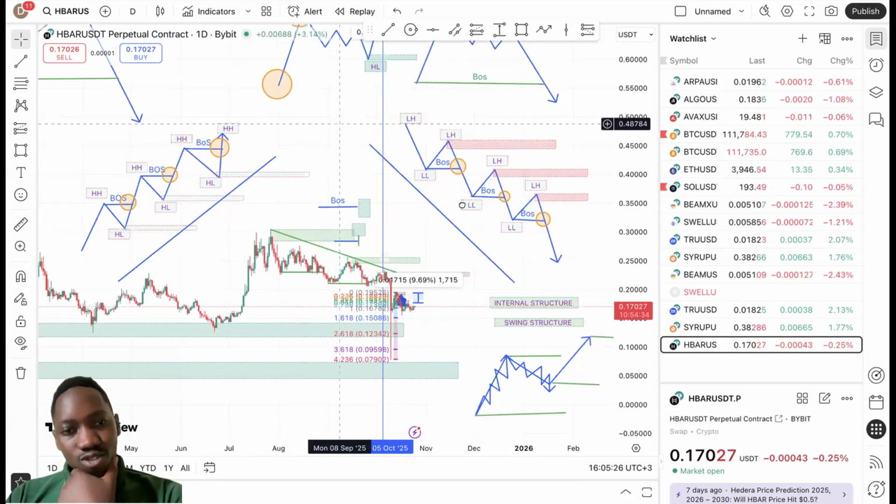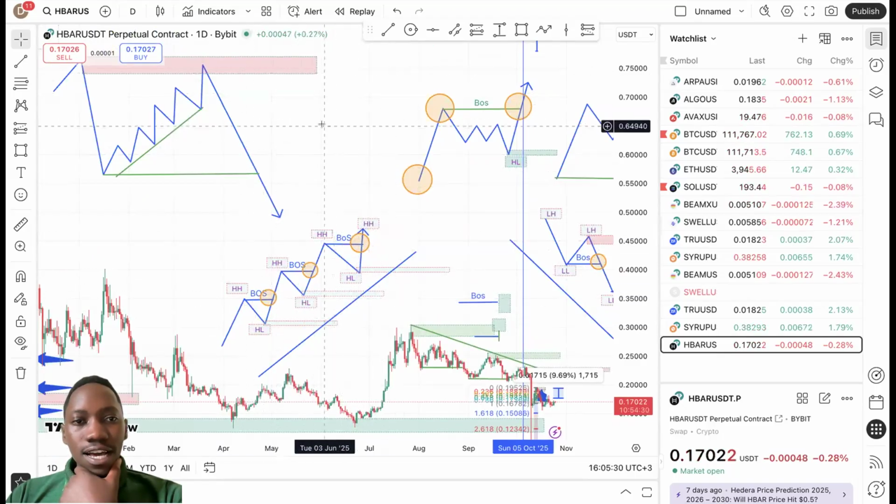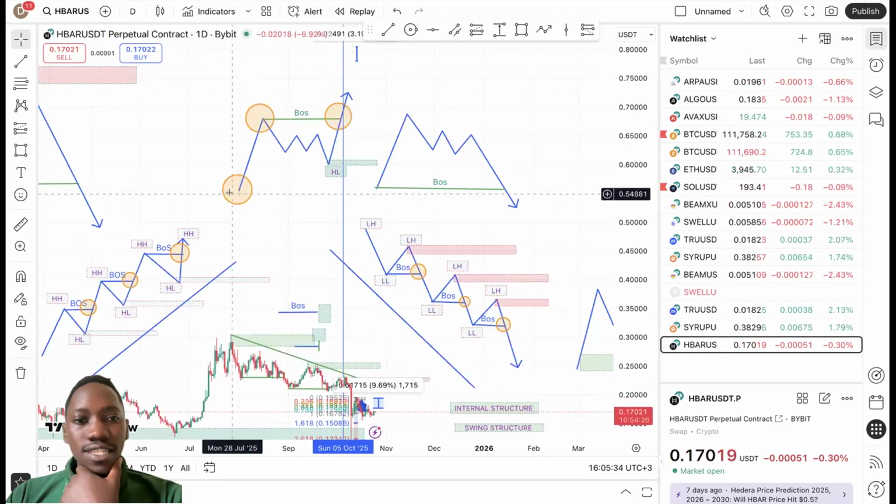Like it's going low, low, low, low, low. That's the structure. But this structure sometimes can look something as disorganized as this. It's going up, then it kind of retraces down.